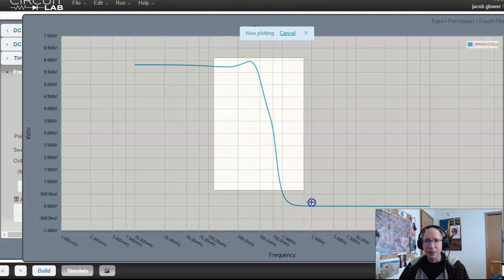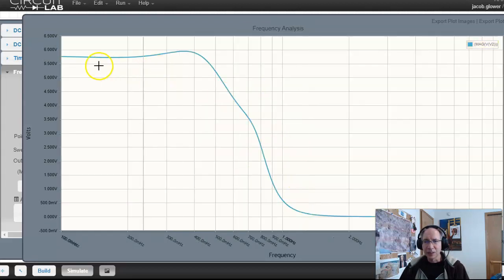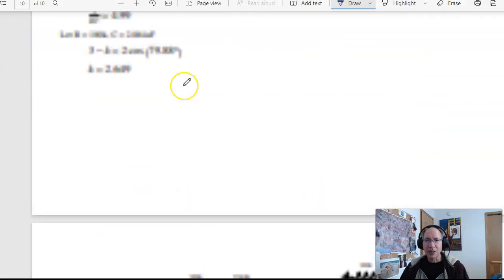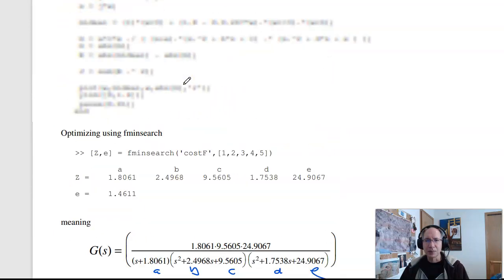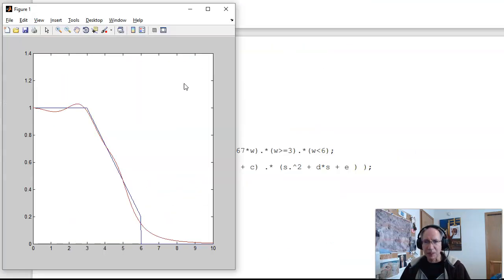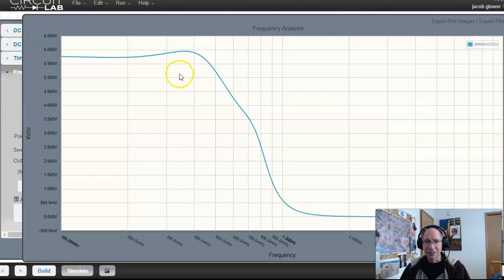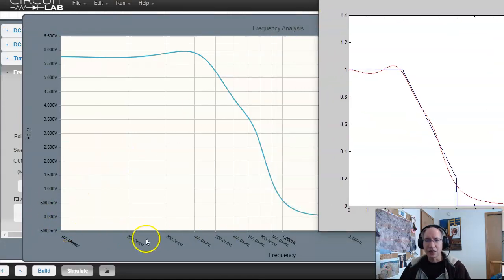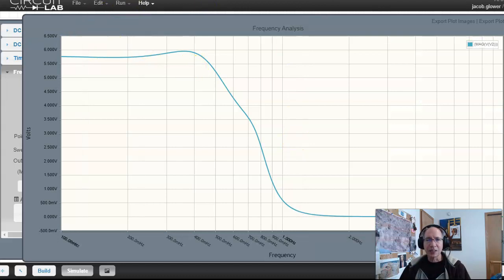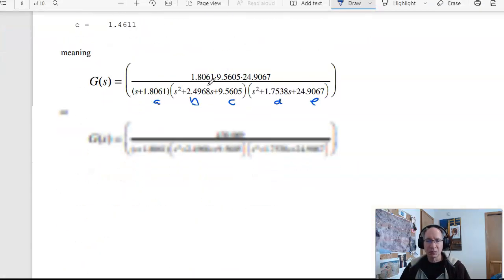If I zoom in on this part of the graph, you can kind of see the gain is roughly flat, then it drops off, then it goes to 0. That matches up with what MATLAB calculated. Here it is. They're kind of similar. This is on a log scale on the x-axis. This is a linear scale on the x-axis, but kind of the same. So that tells me that looks like the right filter.